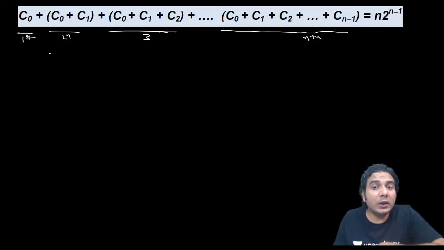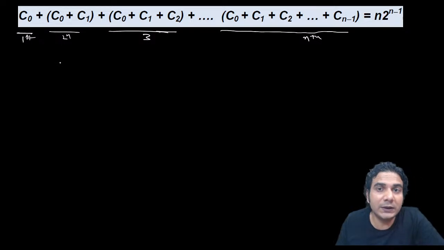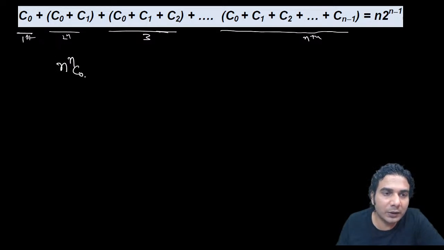So in all the terms, or in all the brackets, you can see C naught. C naught is there. So how many times will C naught come? Collect all the C naught. So that will be n times C naught, n C naught. All right, so we have collected all the C naught.